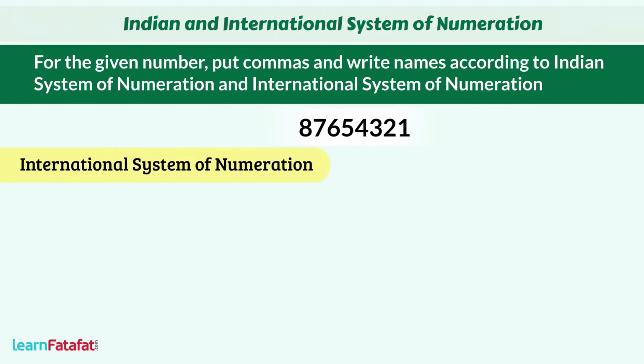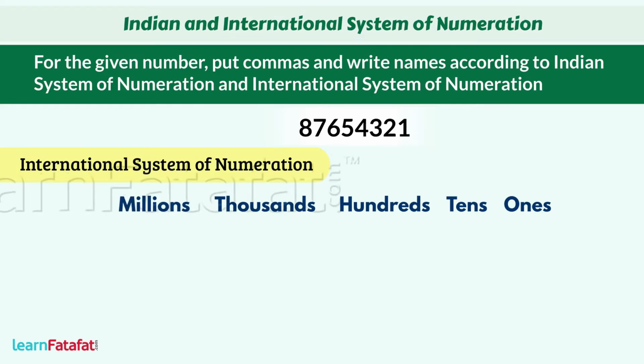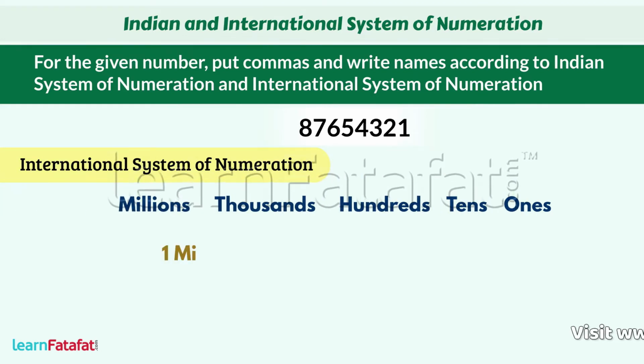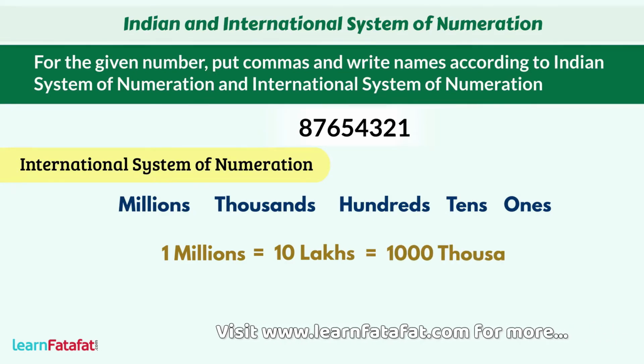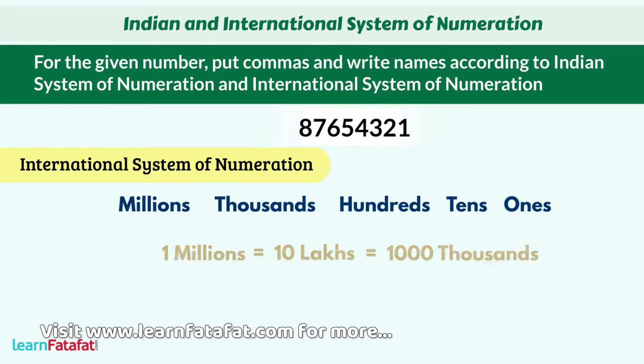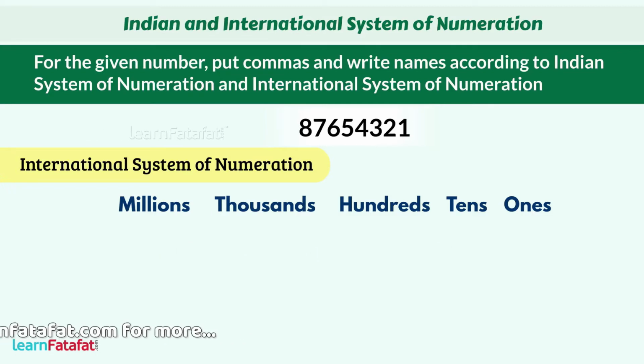In International System of Numeration, ones, tens, hundreds, thousands and millions are used. Here 1 million is equals to 10 lakhs, which is equals to 1000 thousands. In this system, commas are used to mark thousands and millions.